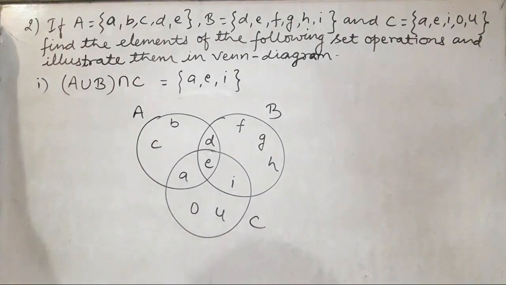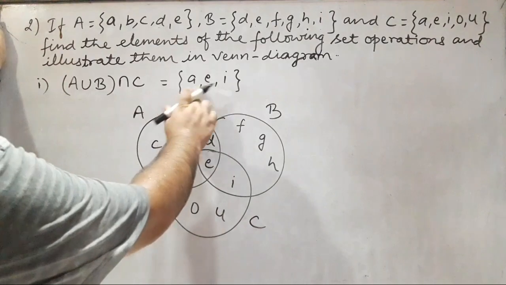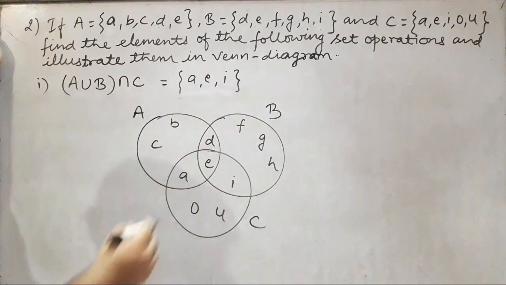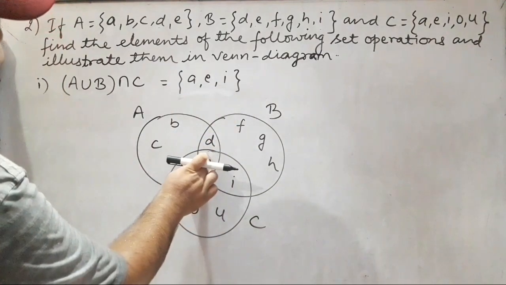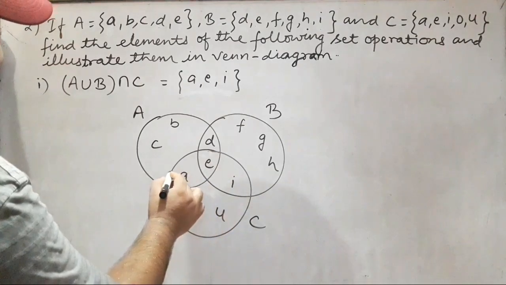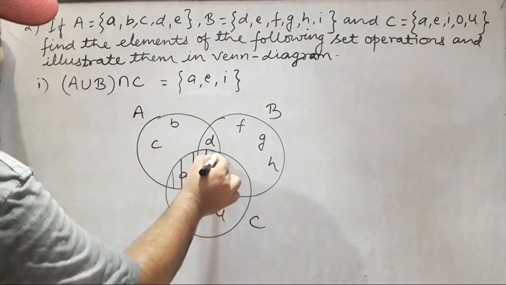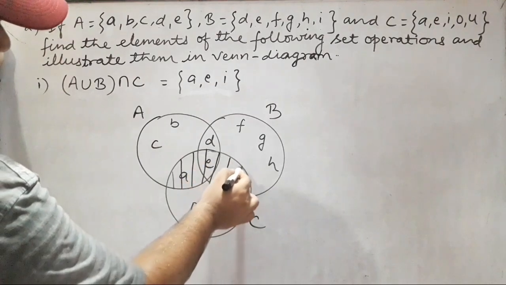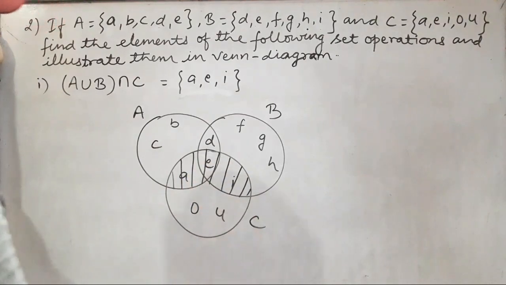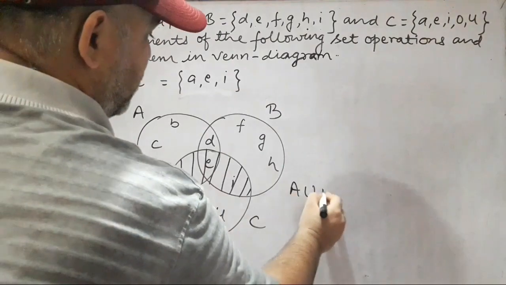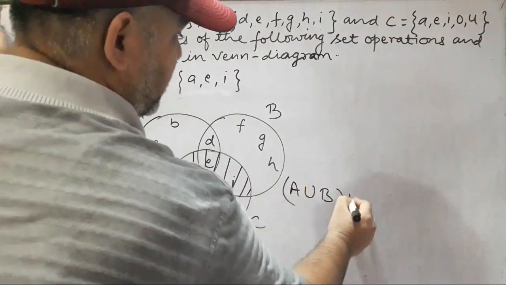Let's make the Venn diagram. I have drawn here the Venn diagram. Now we shall shade the part containing the elements A, E, I which we found just now. That is this part containing the elements A, E, I. So we can see that these parts contain the elements A, E, I. So this is (A union B) intersection C.